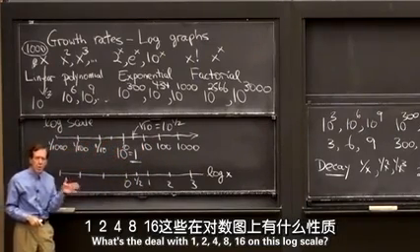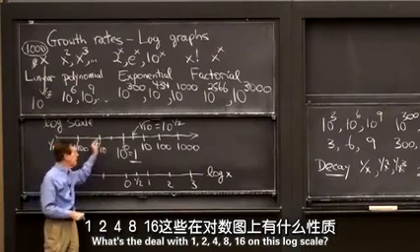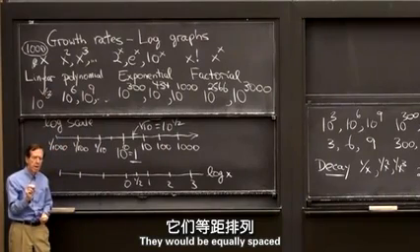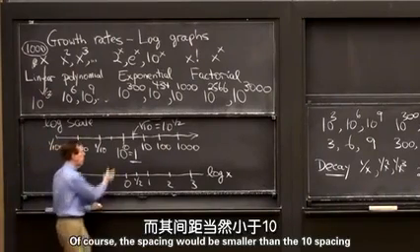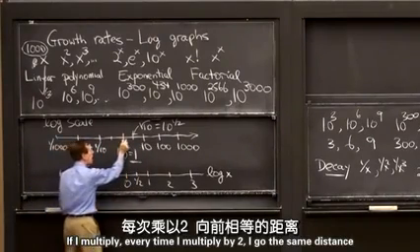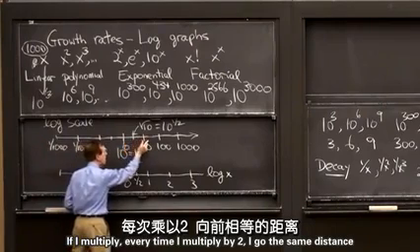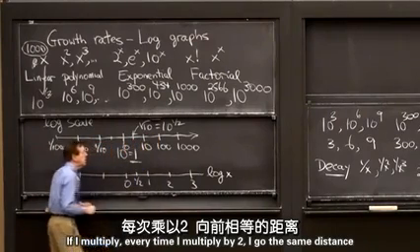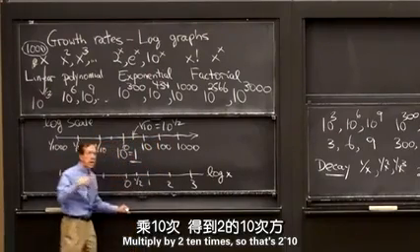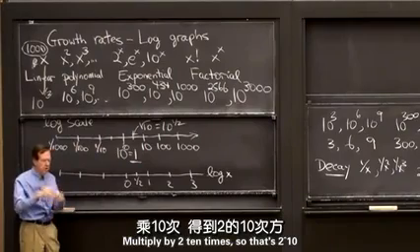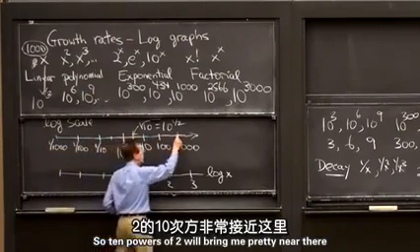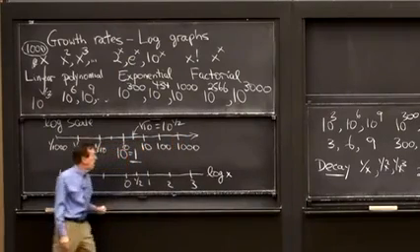What's the deal with 1, 2, 4, 8, 16 on this log scale? They would be equally spaced. Of course, the spacing would be smaller than the 10 spacing. Every time I multiply by 2, I go the same distance. After I've multiplied by 2 ten times, 2 to the 10th power is close to 1,000. So 10 powers of 2 would bring me pretty near there.